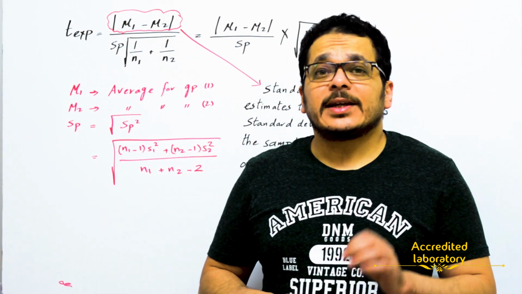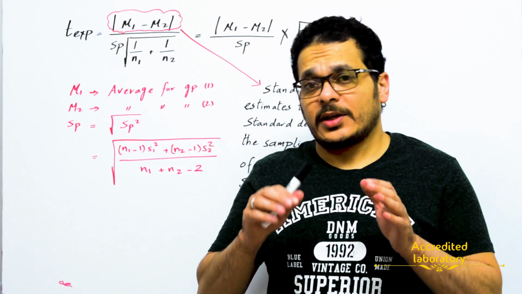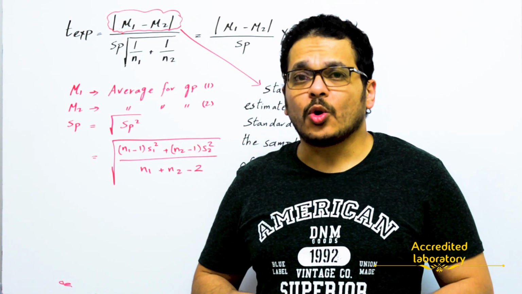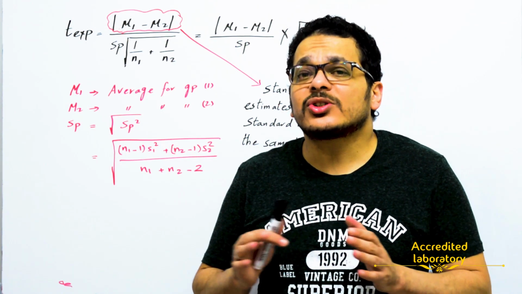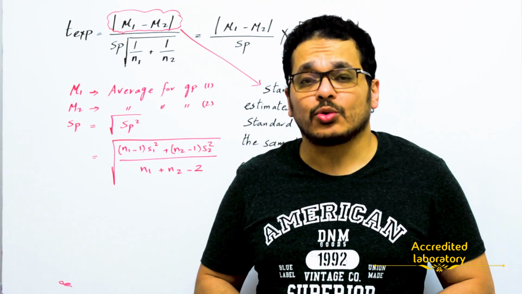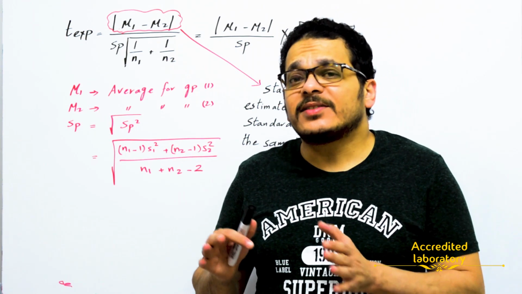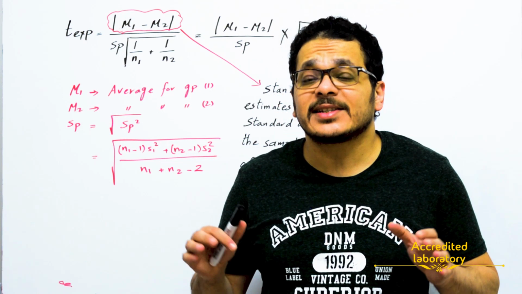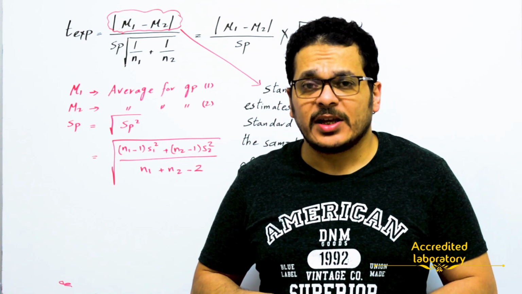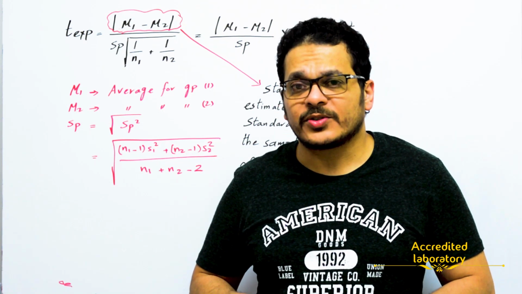Then we will get the T critical value from the T table. If T experiment is less than T critical, in this case there is no significant difference between the means of the two groups of samples. But if T experiment is higher than the T critical value, in this case there is a significant difference between the means of the two groups of samples.